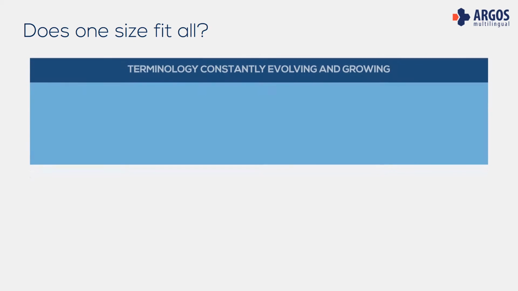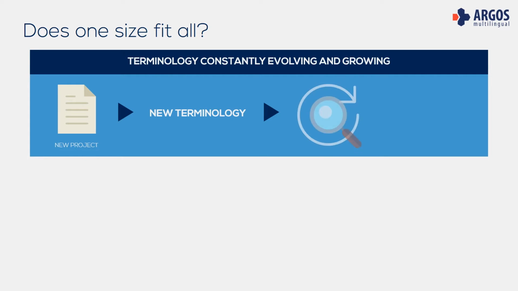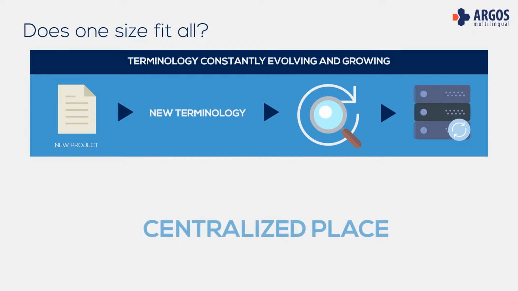At Argos, we realize that one size does not fit all. Some businesses have terminology which is constantly evolving and growing. For these businesses, we update the glossaries with new terminology with every single project. This means that new translated terminology is added to their glossary constantly, resulting in a continuous approval cycle with their in-country personnel. When this is the case, it's very important to have a centralized place where terms are controlled.